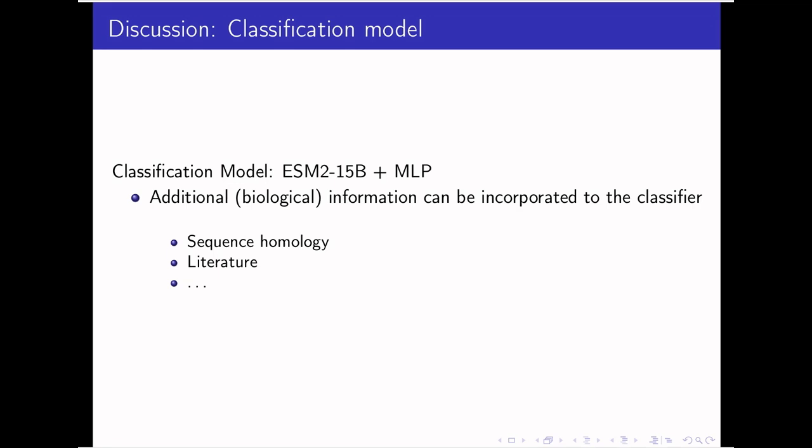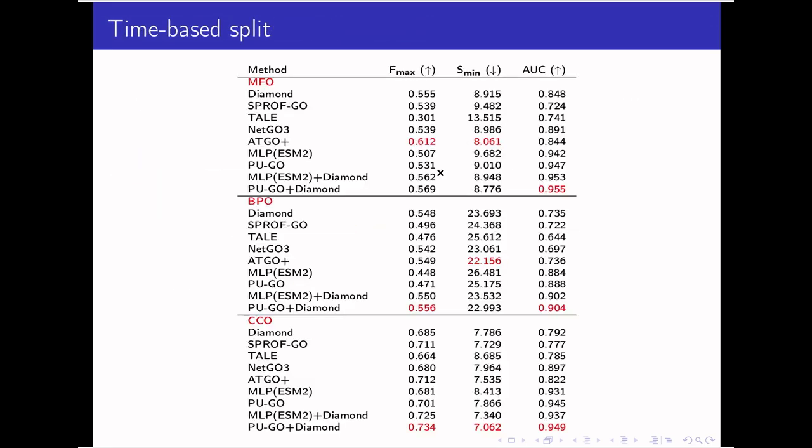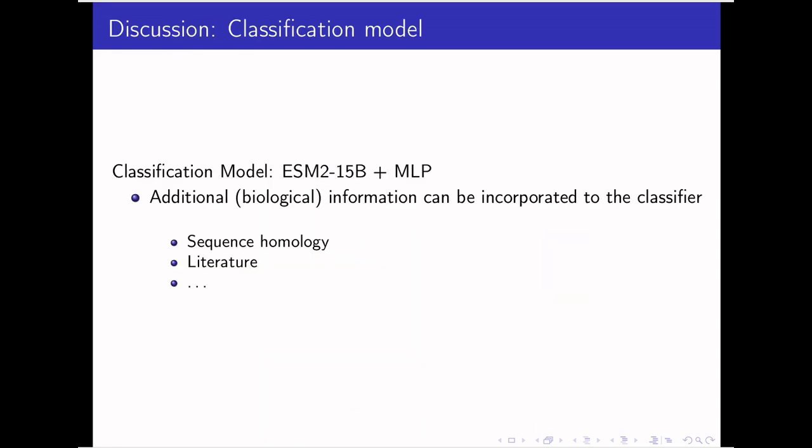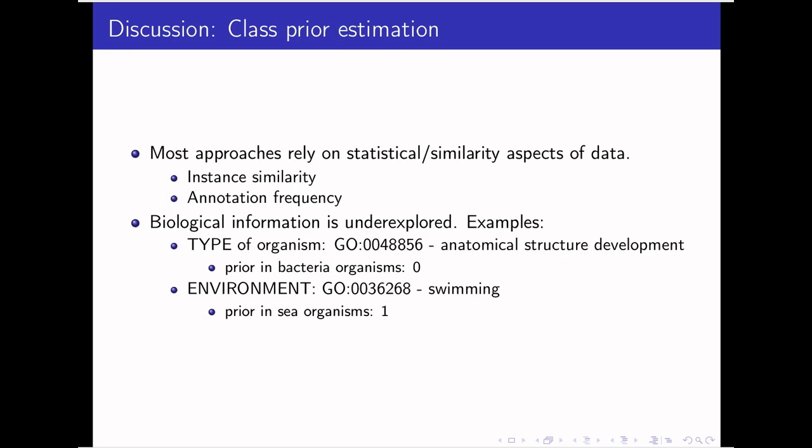So we used a relatively simple classification model because we used ESM2 plus an MLP. However, some baselines that we consider, like NetGO 3 for example, use other types of information like sequence homology or literature. So our PU learning framework could also be extended with, let's say, better classifiers or classifiers that incorporate additional information, not only the protein sequence. But a more interesting discussion point is also the class prior estimation.